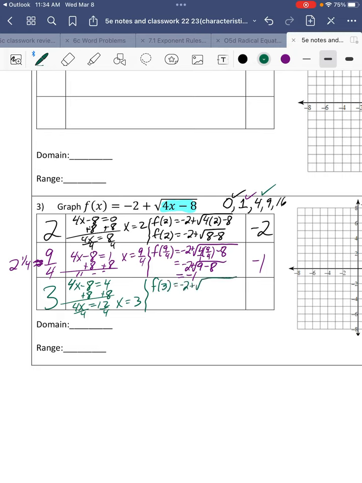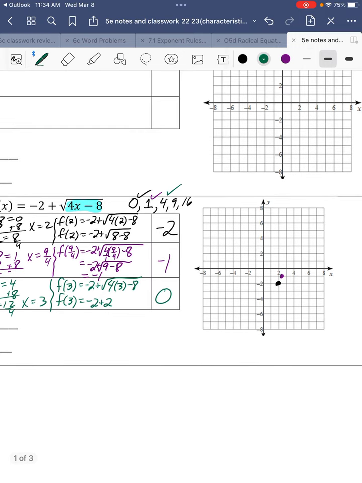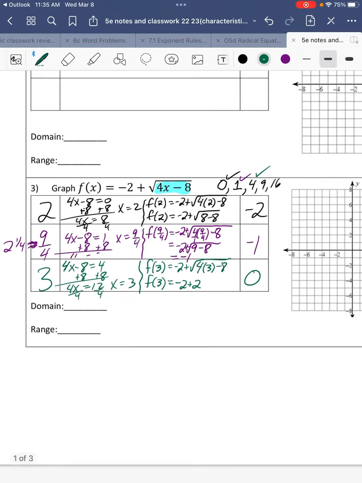What's our y going to equal? So f of 3 equals -2 plus the square root of 4 times 3 minus 8. So when x value equals 3, the y value of our function is going to equal, so 12 minus 8 is 4, square root of 4 is 2. -2 plus 2 is 0. Make sure I got that right. I did. So that is 3, 0.